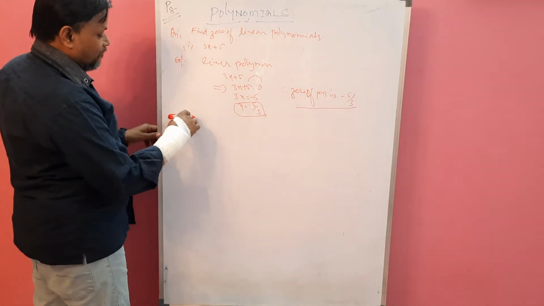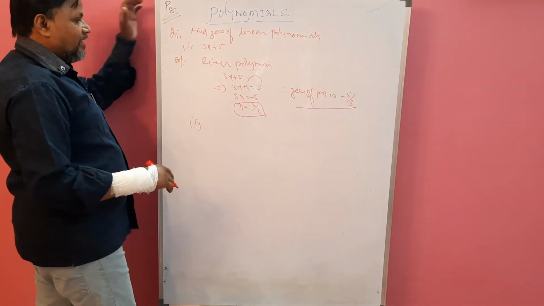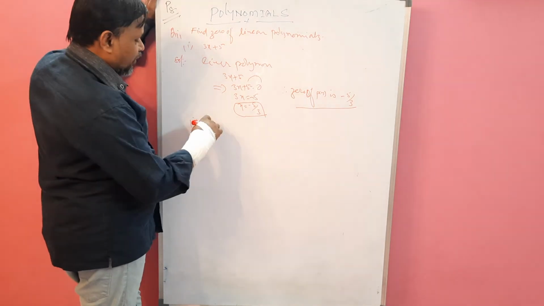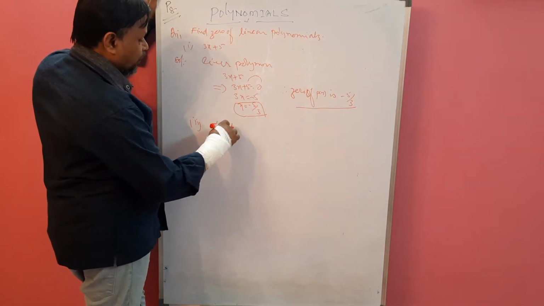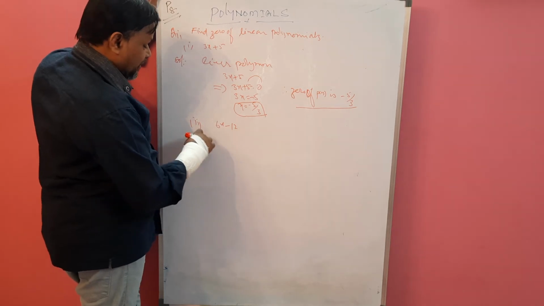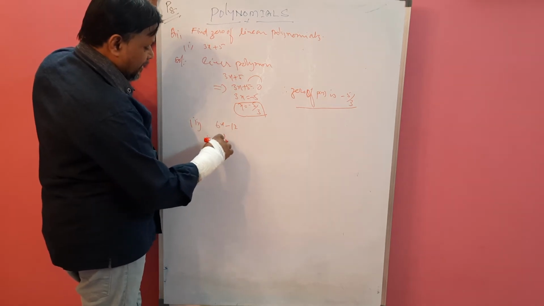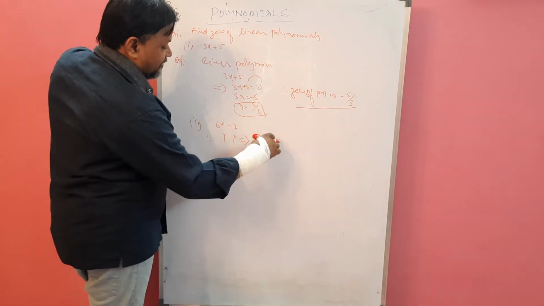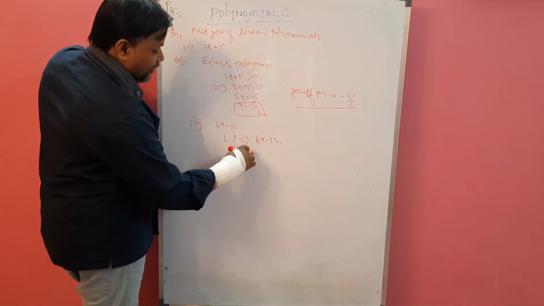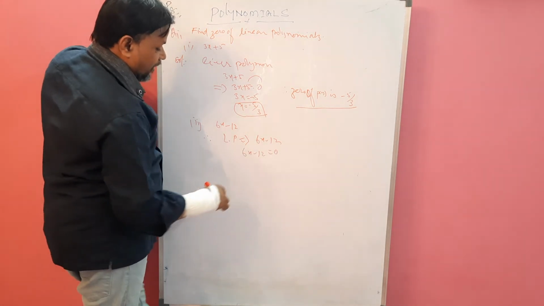Second question. We will solve 2 or 3 with this method, then we will follow the substituting method. Suppose we take 6x minus 12 as the polynomial. This is a linear polynomial. The given linear polynomial is 6x minus 12. Compare with 0, equate with 0.